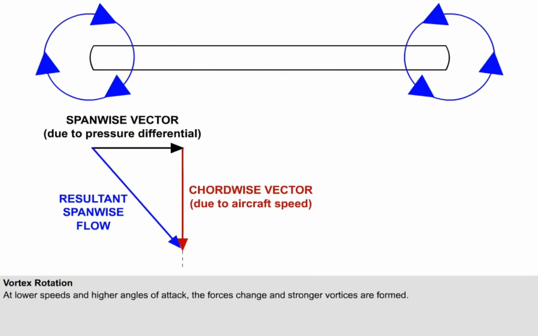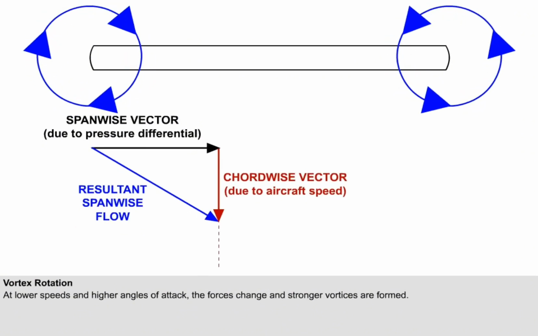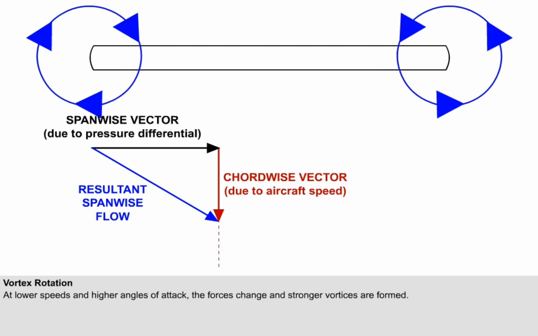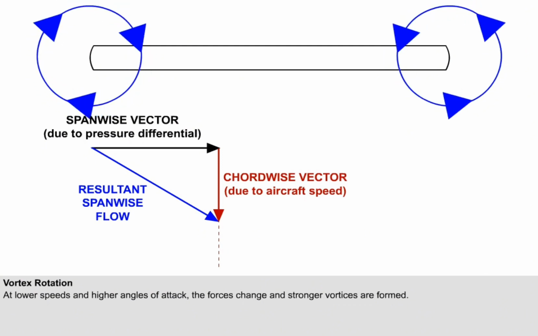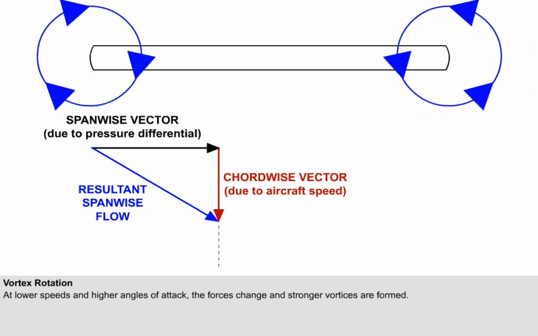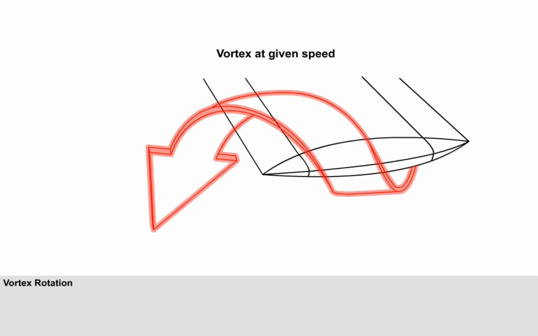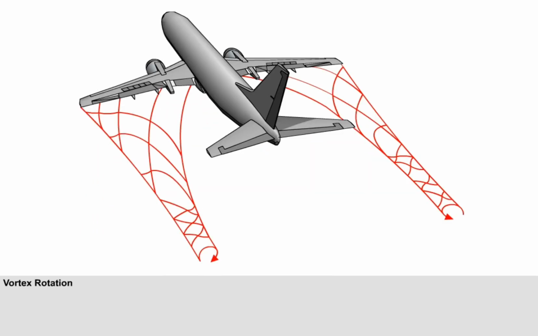At higher angles of attack, with a lower IAS, the shape of the triangle will change. As speed decreases, the chordwise vector will shorten, and the spanwise vector will lengthen, with the greater pressure differential that is creating the increased lift. The result is stronger wingtip vortices. In a more pictorial representation, the change of vortex form and strength with speed is shown on the screen. The general pattern of the vortices is also shown.